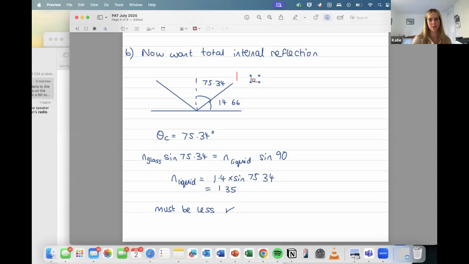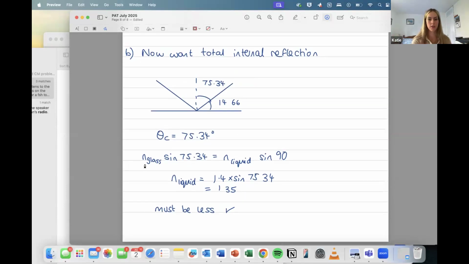It's not going to draw nicely, but this is 1.4 n above the interface, and we're trying to work out what n is below it. So we know all our angles. Since we want the maximum, we're going to say this is the critical angle. So theta critical is 75.34, which comes from working out theta as 90 minus 14.66.